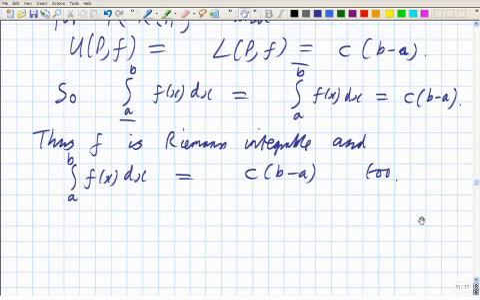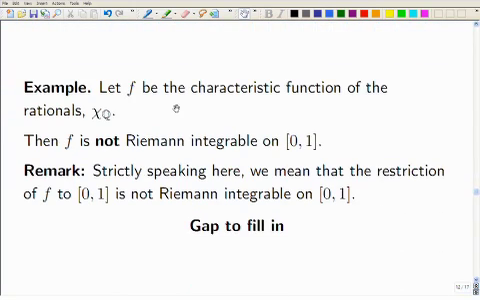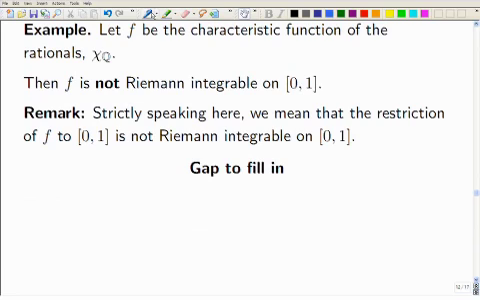The characteristic function of the rationals has this problem that it goes jumping up and down between 0 and 1 in a sort of dense way. All the lower rectangles are distance 1 below all the upper rectangles, and it becomes hopeless. So let me just draw you a picture of that, which will involve drawing some dots. So what does a graph of the characteristic function of the rationals look like? Well, it's hopeless, but let me just draw some dotted lines.